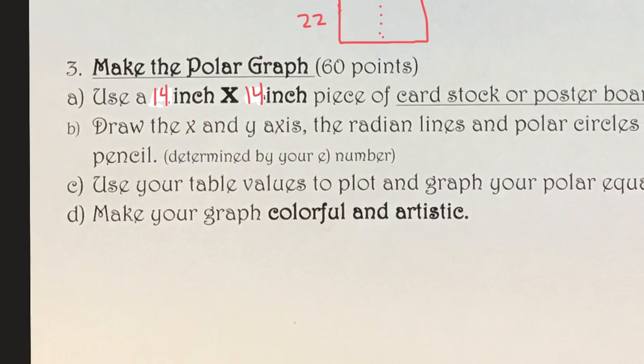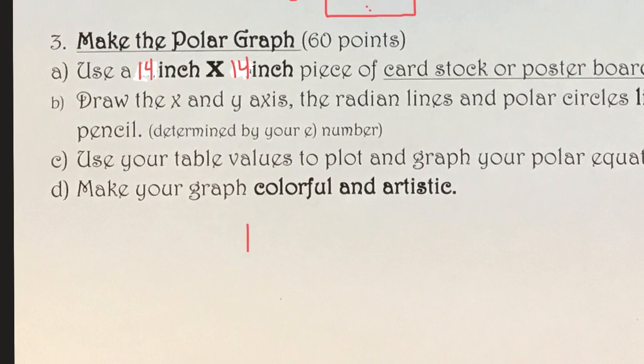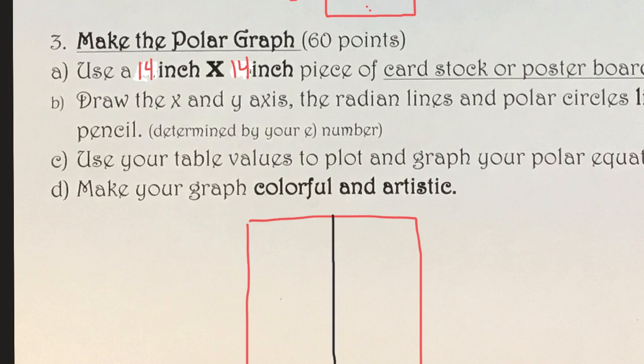Okay, now when we come back in here, on your poster board, using a ruler so that we can get it perfect, you are going to draw in some axes. You're going to draw your X and your Y axis, right? This is part of your grade, to draw these in. Exactly 7 and 7, of course, because if it's 14 by 14, then it's very, very even, right in the middle.